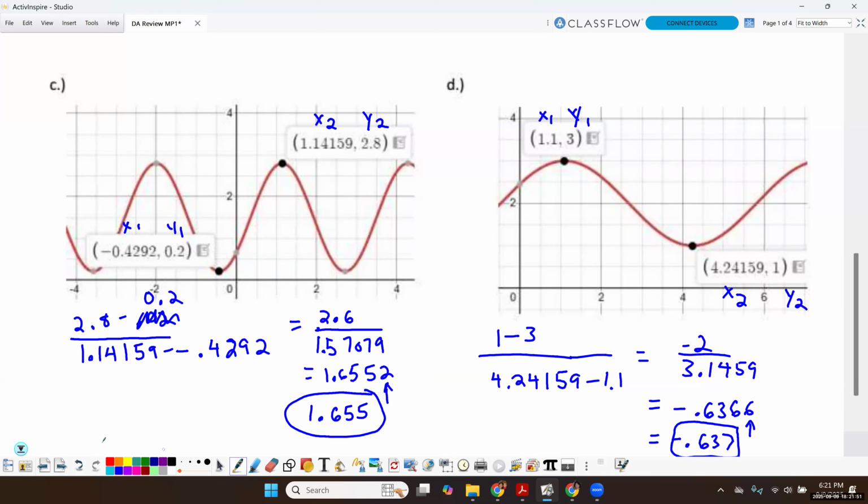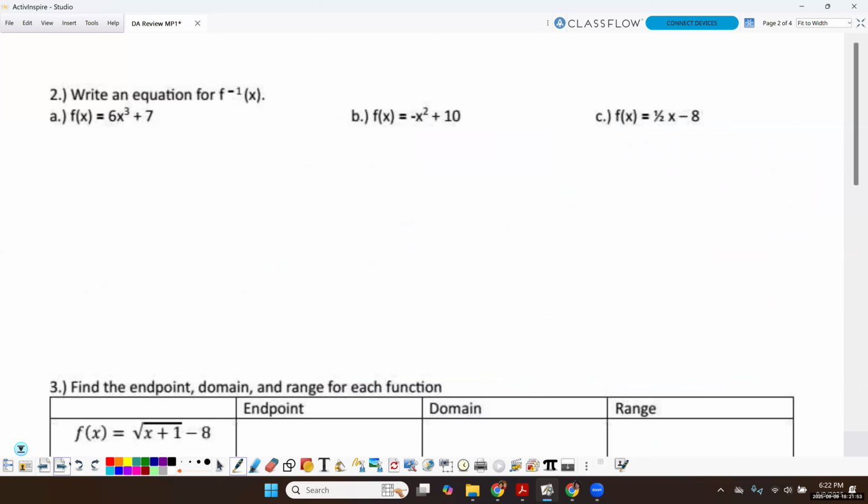On the next page, the directions say, write an equation for the inverse. The first thing I'm going to do is a mapping. So for letter A, the first thing I would do is cube.